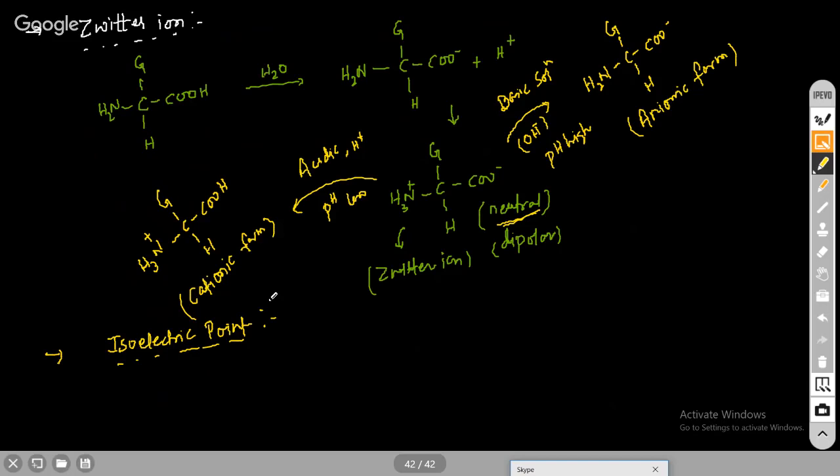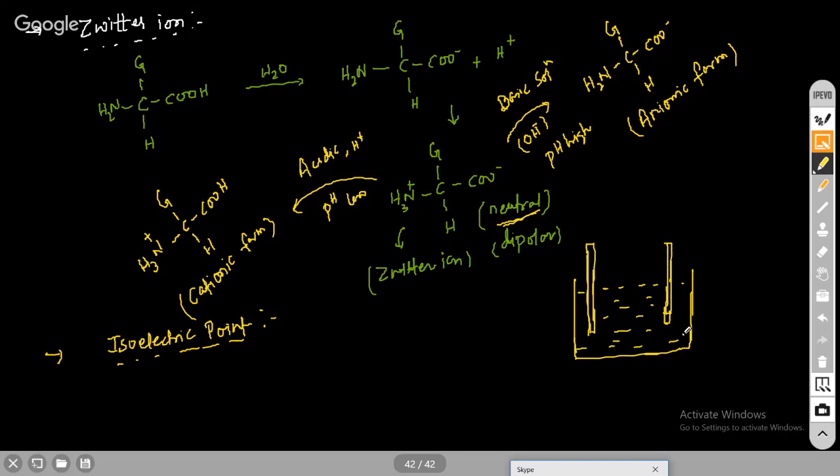Right? Now the point is what? Suppose we have a solution in this container, and this solution will have a certain pH value, and we have two electrodes in it. In this solution, suppose you keep an amino acid.